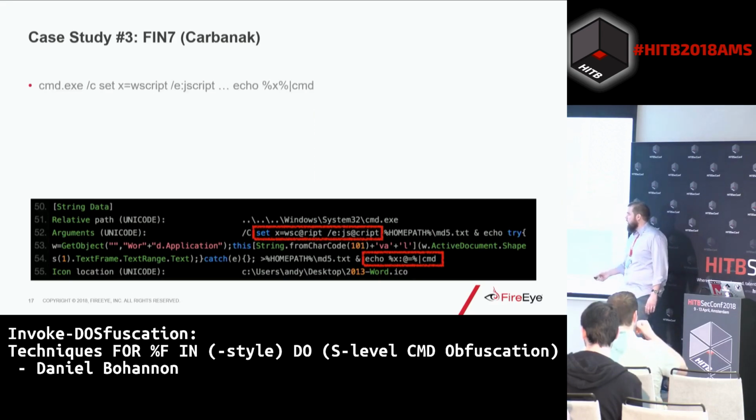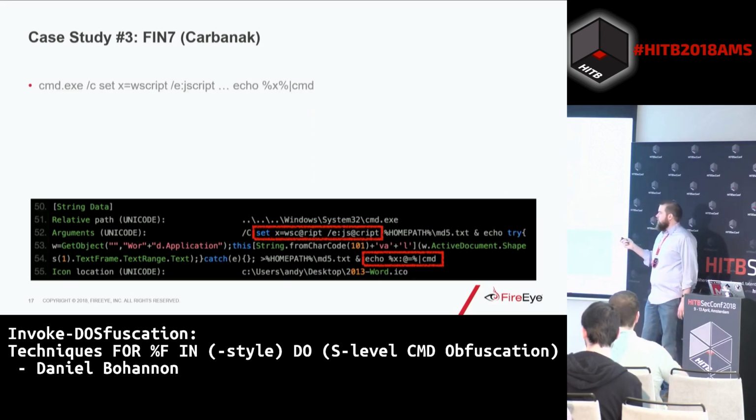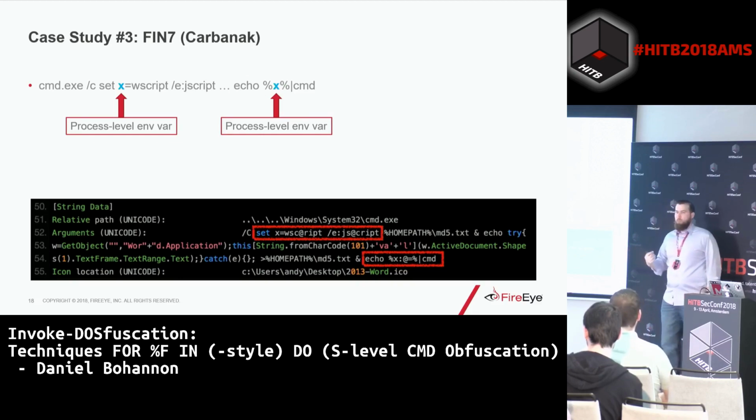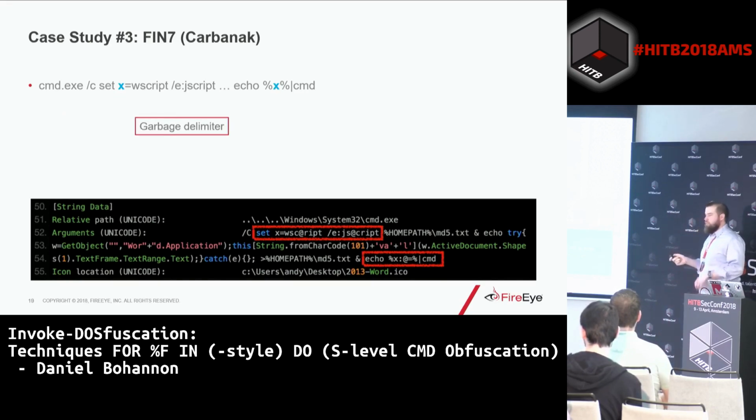So let's look at it up here. The essence of the command is we have cmd /c. We're setting this wscript command into process-level environment variable X. What they then do is, after they write out the JavaScript, at the end they basically echo the contents of X into cmd. This is basically spawning another cmd process where it's taking the command as standard input. But then what they do is they put this garbage delimiter.